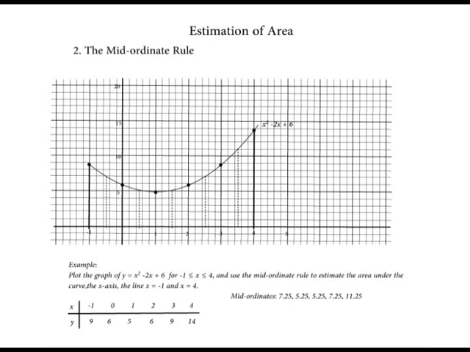And so you see, if the question does not require you to draw the curve, you need not draw it. You can calculate the mid-ordinates directly from the equation of the curve. The width h is 1 unit, so area is equal to 1 into 7.25 plus 5.25 plus 5.25 plus 7.25 plus 11.25. That gives us 36.25 square units, and that is the area under the curve.